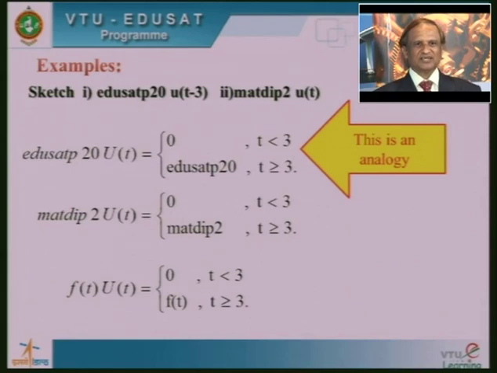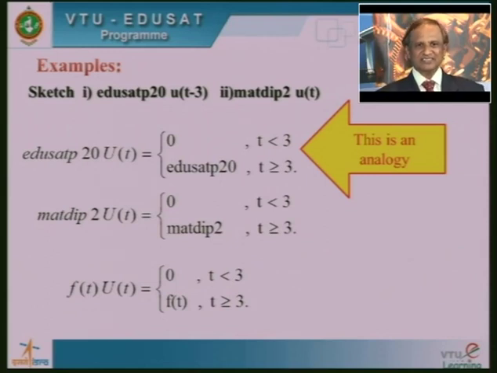EduChart P20 means EduChart program 20 into u of t minus 3. MATDIP means mathematics, advanced mathematics for diploma 2, into u of t. How are we going to write this mathematically? It is very simple. You can write EduChart P20 into u of t is equal to 0 when t is less than 3, and EduChart P20 when t is greater than or equal to 3.